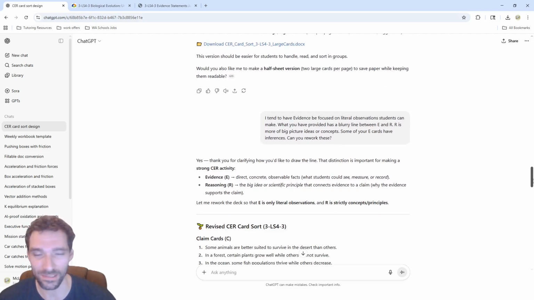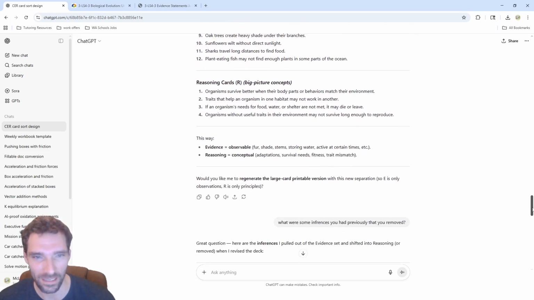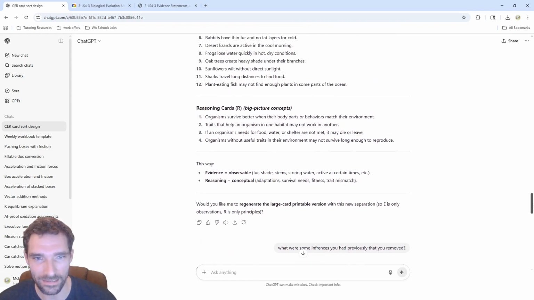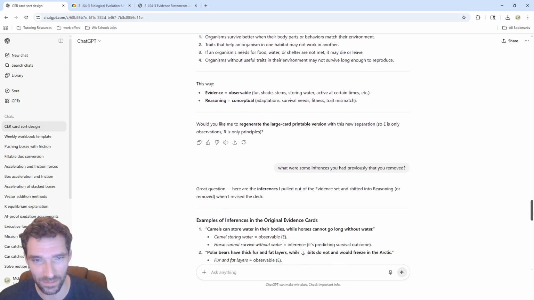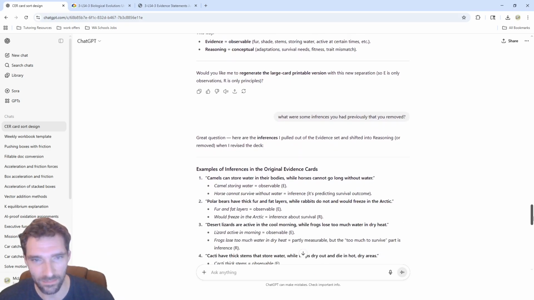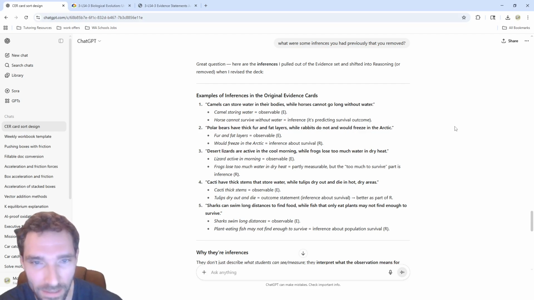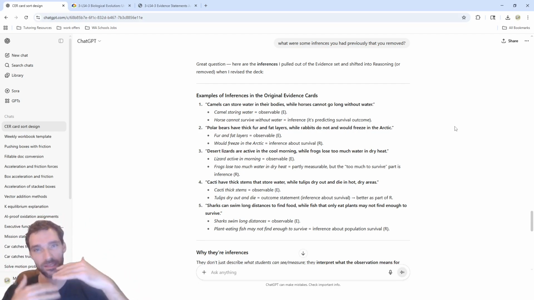It's not a person. You can't just trust it to do the thing. You have to look at it more carefully with what your overall goals are. But I asked it to remove the inferences from the evidence statements, and I asked it to show examples as to what it had done. Here's why I think that that's better. We don't want students to be confusing our ideas with what we're seeing. Those two things need to be separate.